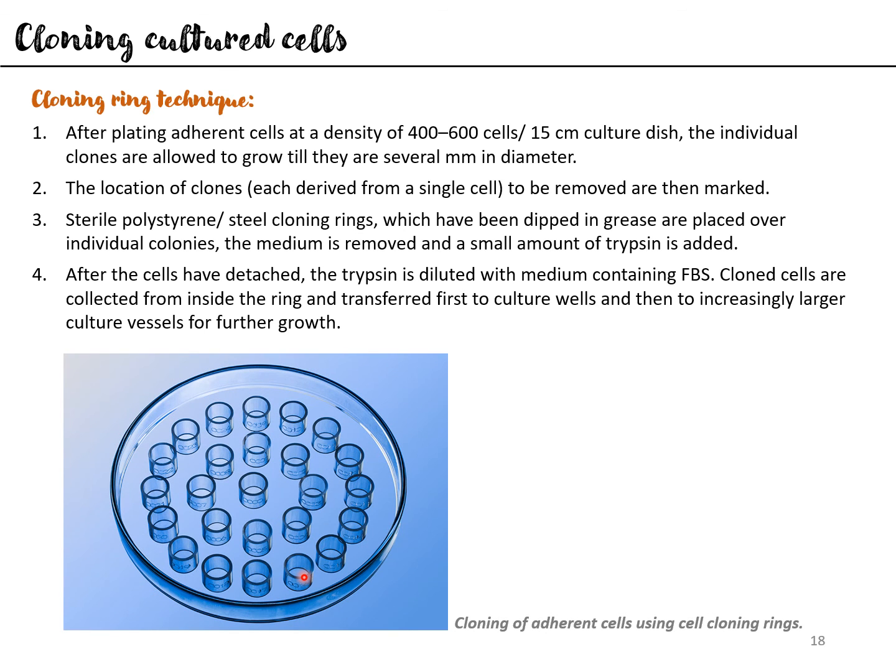So this is what cloning rings look like. You have your culture dish plate and you have these plastic cloning rings. Obviously they have to be sterile before use, and you just apply grease to the bottom surface, fit it on the plate, and then the cells within it, you trypsinize and collect from within by using a pipette.